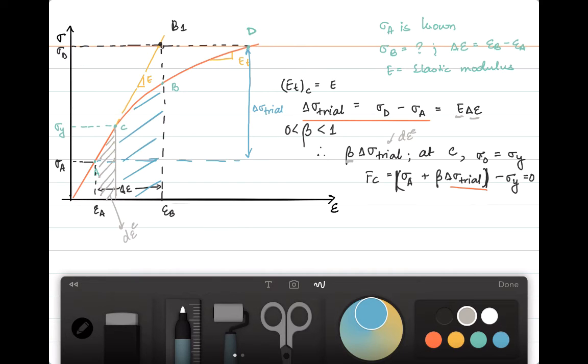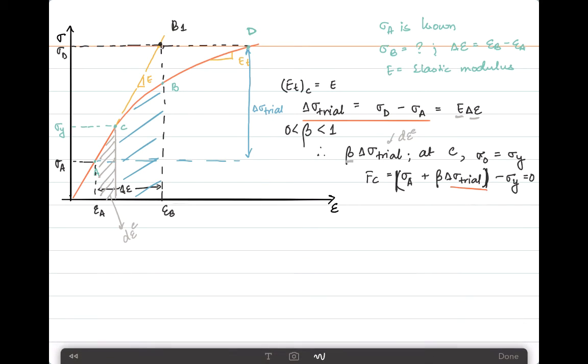So we get the yield function at point C to be equal to the total stress up to that point, which includes sigma A, which is known to us, plus a certain fractional value of the total delta sigma trial that we found out, minus the yield stress that we also know from tests. So we are able now to calculate the value of beta, which comes out to be sigma y minus sigma A by sigma d minus sigma A.